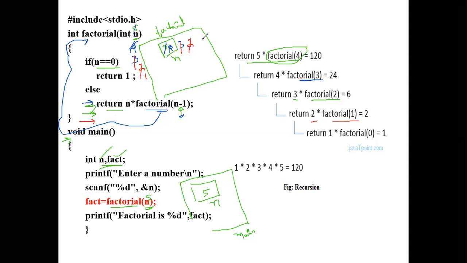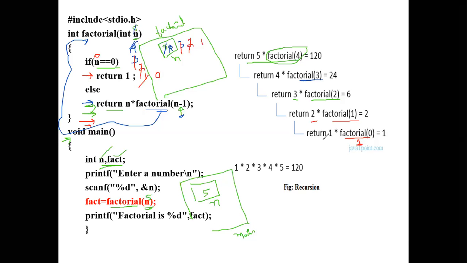Now the n value is 1. So it will check 1 is equal to 0. No. We'll go for else part. Return 1 into factorial of n minus 1, that is fact of 0. Now look at this, factorial of n value is now 0. We will check this condition. n is 0, 0 is equal to 0. Yes, condition is true and it returns a value 1. So for this function, we are getting the return value, that is 1.